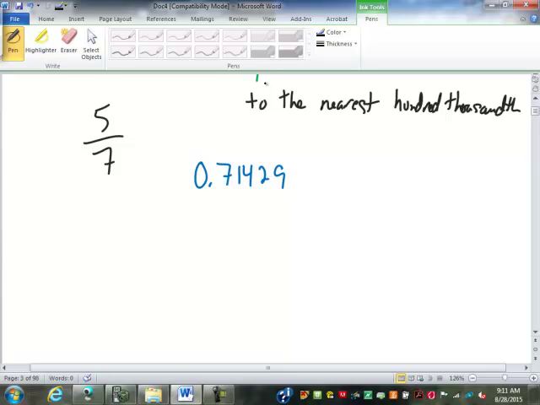For example, I'll give it to 6 decimal places. Let's go. Any number between 30 and 50. Don't give me 35 or 42 because those are too easy. 37? 37 divided by 7 is going to be 5.285714 approximately.